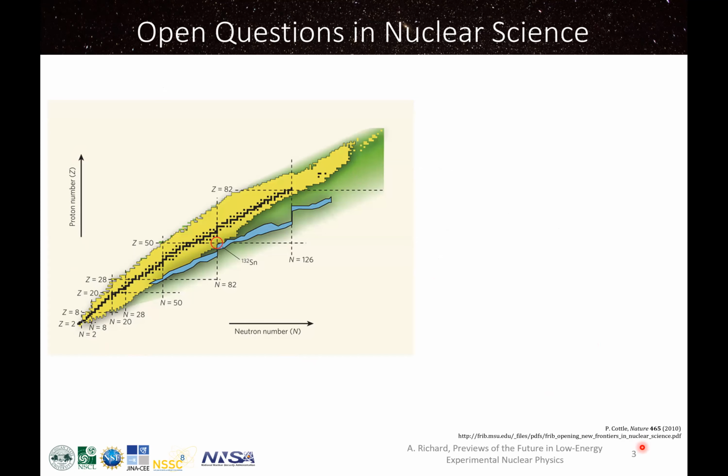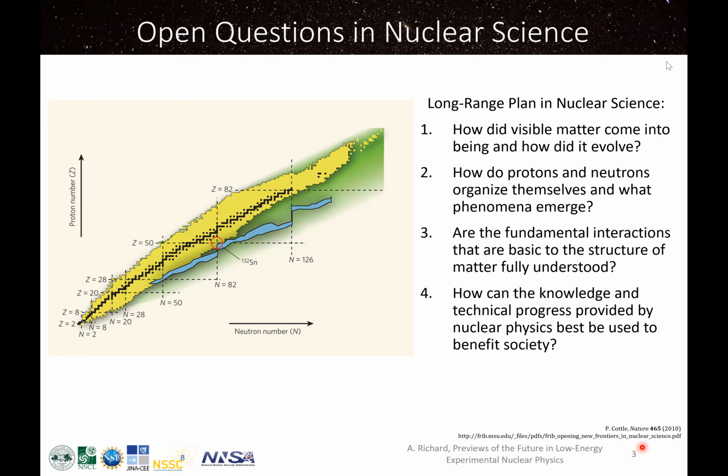So every few years, the nuclear science community comes together to develop the long-range plan for nuclear physics, where we try to address what are the different questions that we hope to answer over the next few years. In the last long-range plan, we came up with 4 big questions. The first one is, how did visible matter come into being and how did it evolve? Number 2, how do protons and neutrons organize themselves and what phenomena emerge? Number 3, are the fundamental interactions that are basic to the structure of matter fully understood? And number 4, how can the knowledge and technical progress provided by nuclear physics best be used to benefit society?